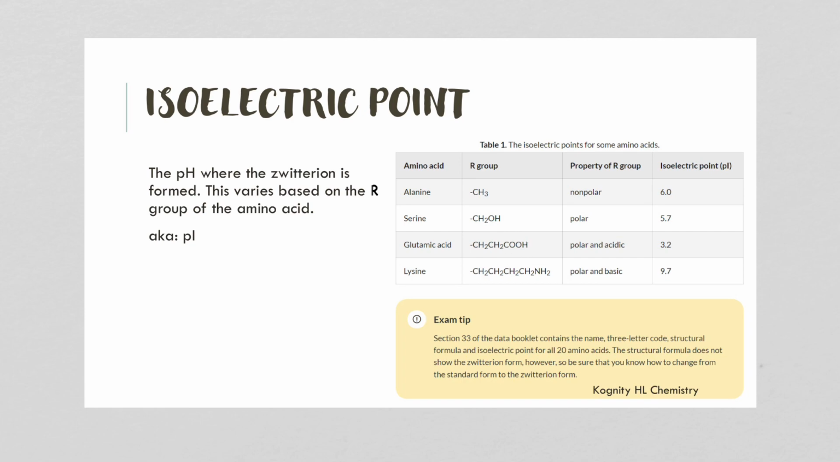So there's another exam tip found here. Section 33 in the data booklet, the same one where you find the amino acids. It has the name, the 3-letter code, the structural formula, and the isoelectric point for all 20 of the amino acids. But the structural formula doesn't show you the zwitterion form, so you need to be able to change the standard form of the amino acid to the zwitterion form. That's simply to take off the hydrogen from the carboxyl and stick it onto the amino group.